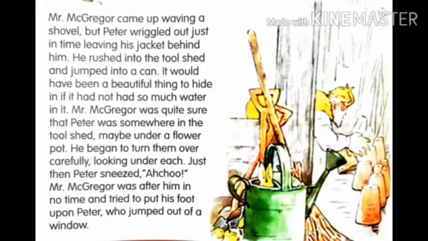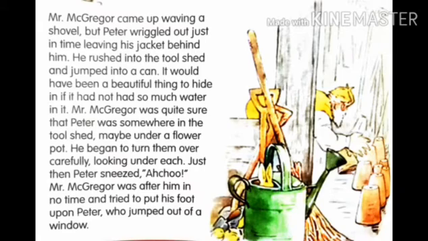Now the next paragraph. Mr. McGregor came up waving a shovel, but Peter wriggled out just in time, leaving his jacket behind him. He rushed into the tool shed and jumped into a can. Now when Mr. McGregor came waving the shovel to catch Peter, what did Peter do? He wriggled. Wriggle means moving. Just by moving his body, he came out, just in time, leaving his jacket behind him.